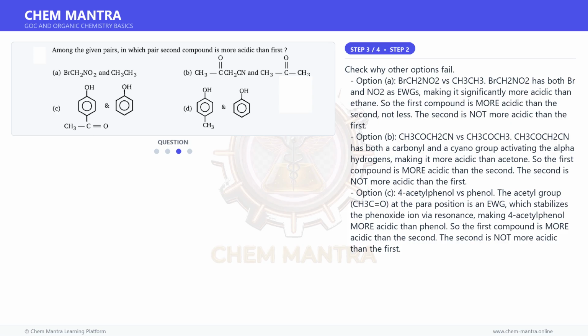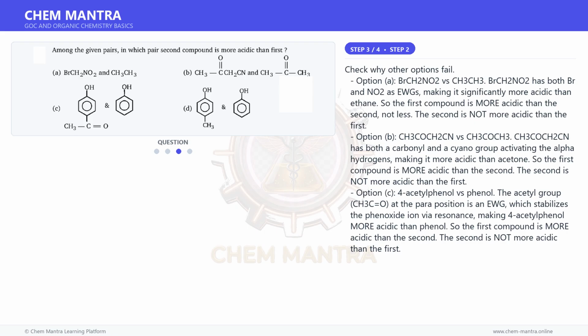Check why other options fail. Option A, BrCH2NO2 versus CH3CH3. BrCH2NO2 has both Br and NO2 as EWGs, making it significantly more acidic than ethane. So the first compound is more acidic than the second, not less. The second is not more acidic than the first.